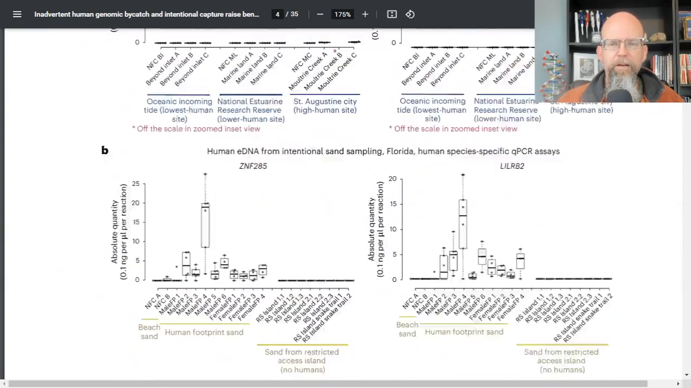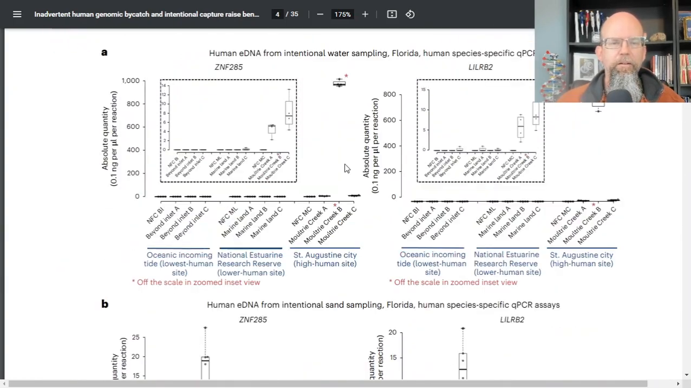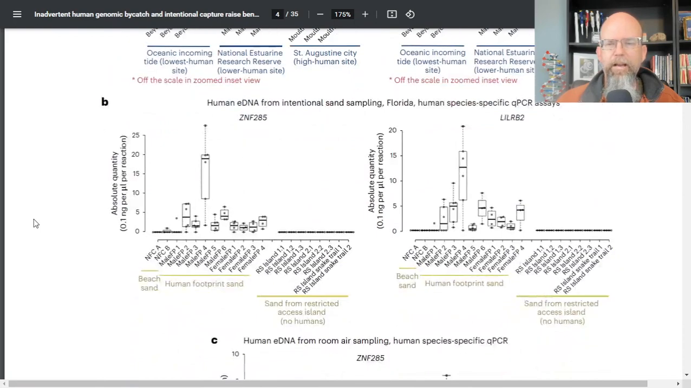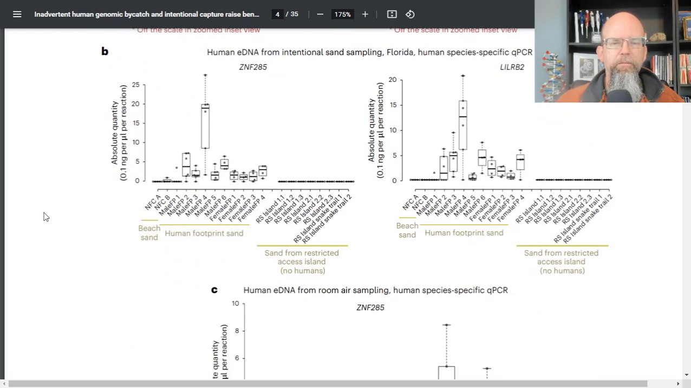For the sake of time, I'm going to come on down here. And I only roughly skimmed this paper. So let's just take a look at some of these things. Human environmental DNA from intentional sand sampling in Florida. Right, so we went out and we intentionally sampled trying to find humans, right? So we wrote a protocol where we're searching for human DNA out of the environmental sample.